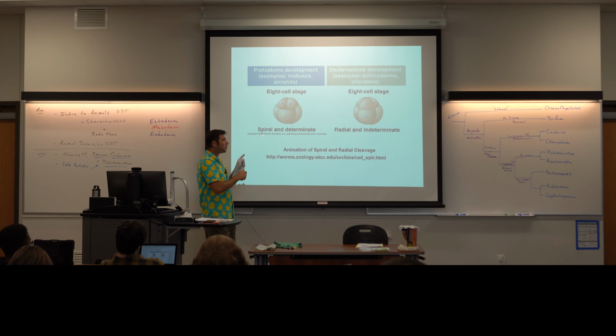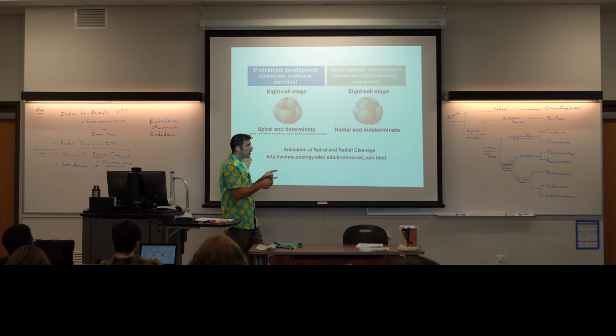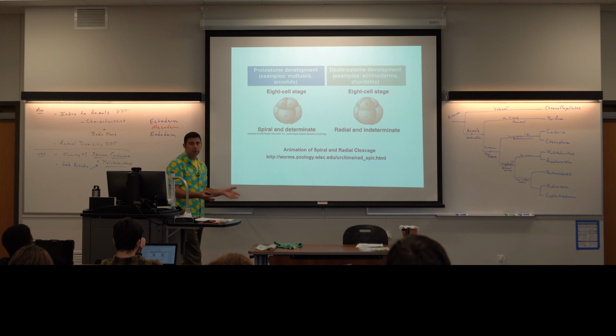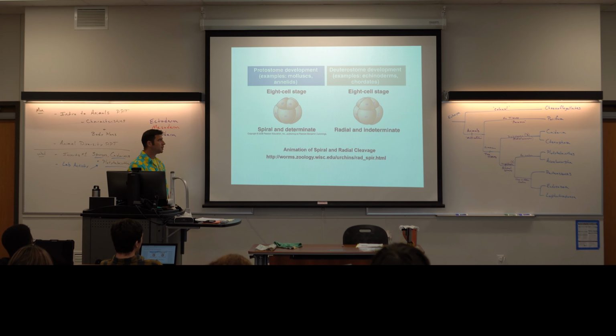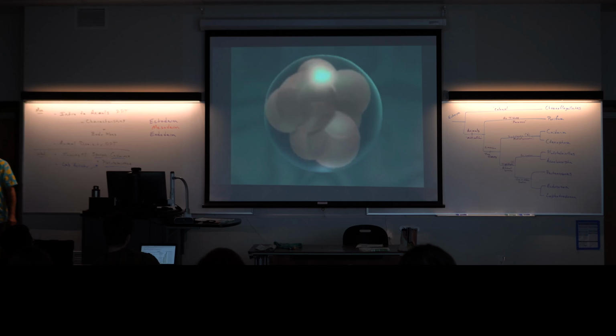So spiral cleavage is said to be determinate. There's not really a chance of this splitting and surviving, whereas radial cleavage is said to be indeterminate because it's not yet determined whether that's going to split into multiple embryos or not. So there's our distinction between spiral cleavage that's determinate versus radial cleavage that's indeterminate.